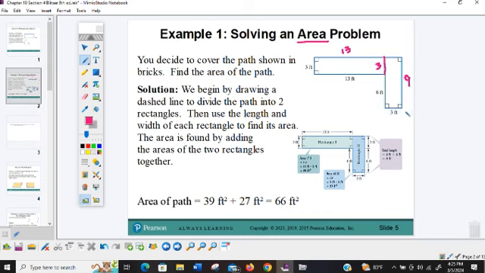So now what I have is 2 rectangles. Now they're all in feet. So I'm going to do the 3 times 13. And that gives me the 39, and it is feet squared because we're doing area. Feet times feet is feet squared. And then over here, I'm doing 3 times 9, and that gives me the 27 feet squared. Then I just add these 2 rectangles together, and I end up with 66 square feet. So that would be the answer.